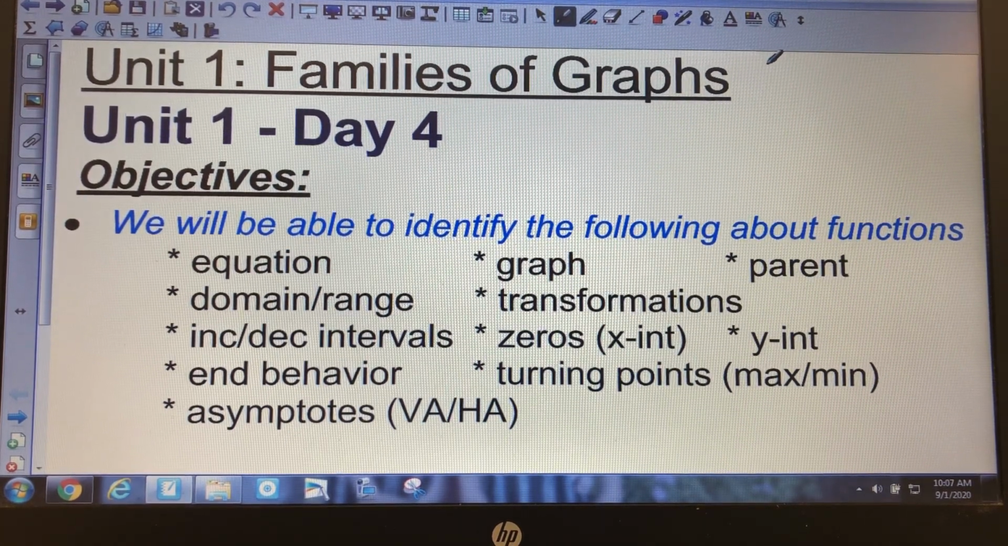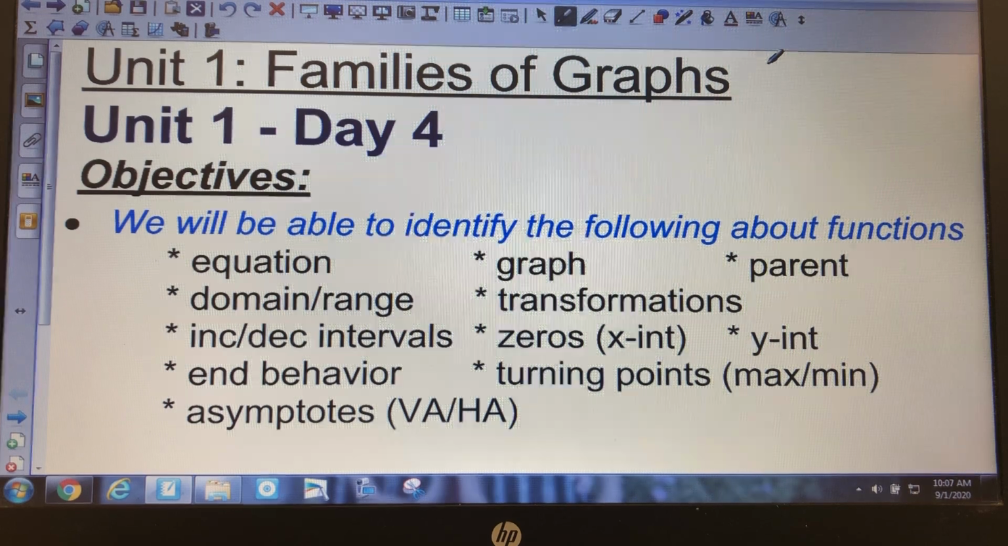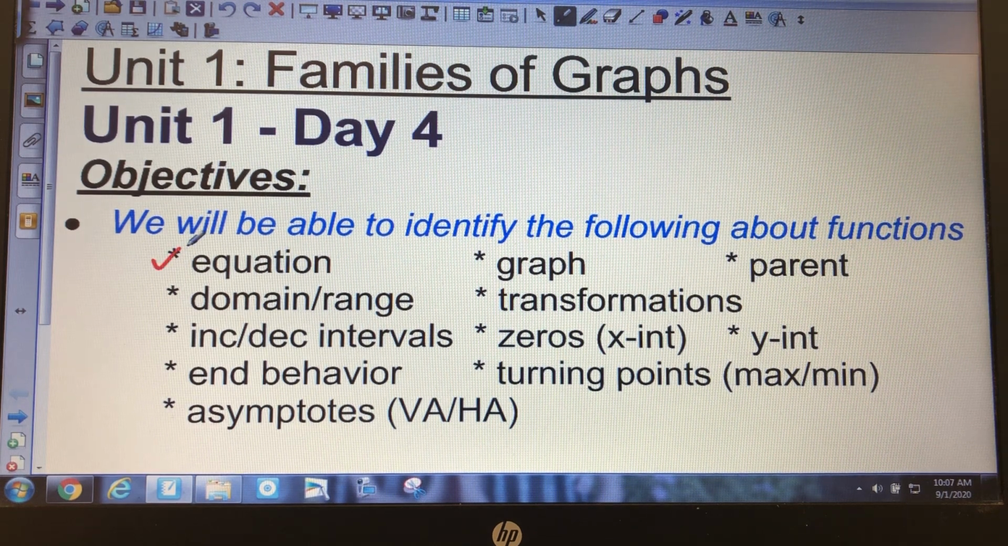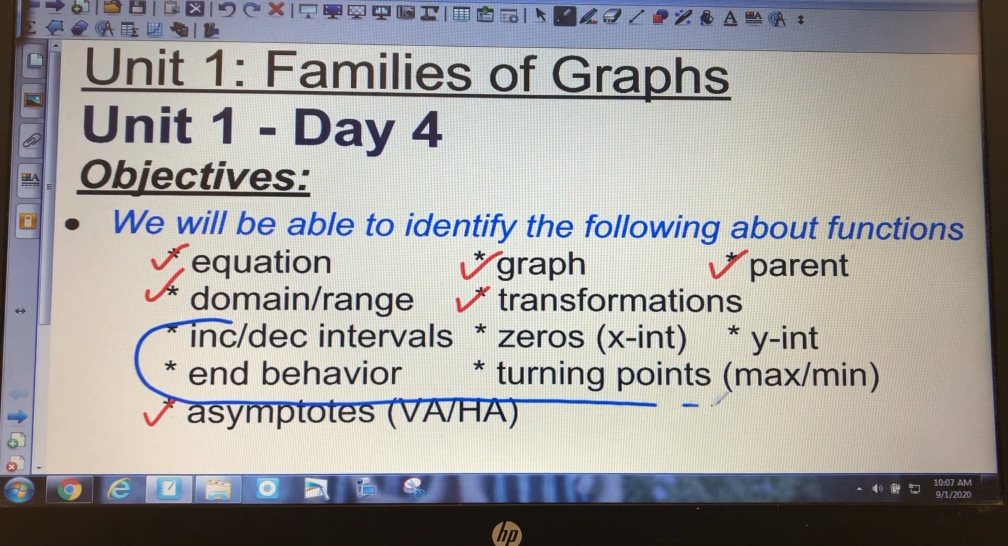Okay, today we're doing unit 1, day 4. As you can see from the objective, we need to cover all the characteristics with this unit. Now, we've done a lot of these already. We've done equation, we've done the graph, parent function, transformations, domain and range, and even the asymptotes. So you can see the new stuff is in the middle here. Okay, all of this is new.